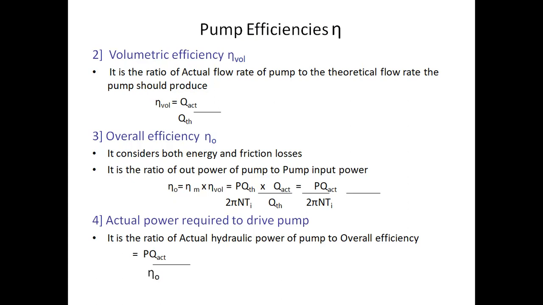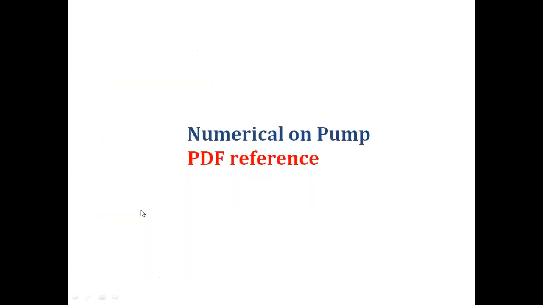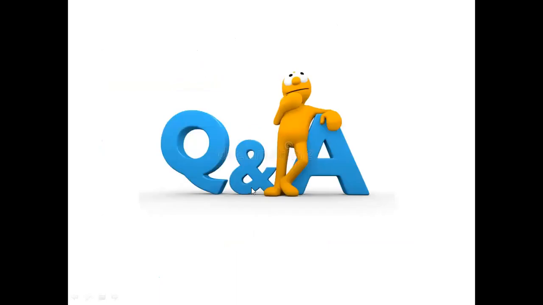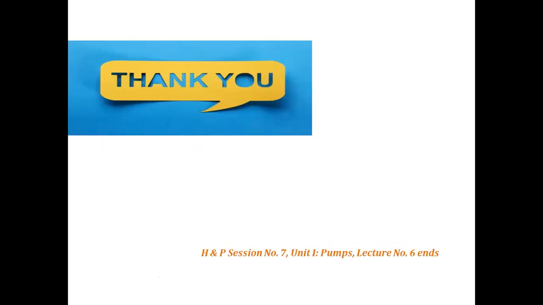Next one, actual power required to drive the pump. It is the ratio of actual hydraulic power of the pump to overall efficiency. So P actual upon overall efficiency. Now we are going to discuss numericals on this pump power. Any doubt, any queries from the previous lecture, please ask me. Thank you.